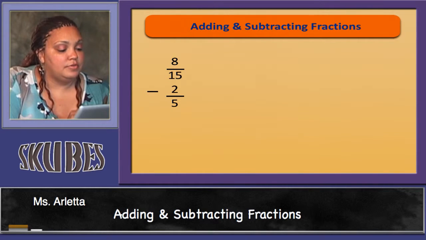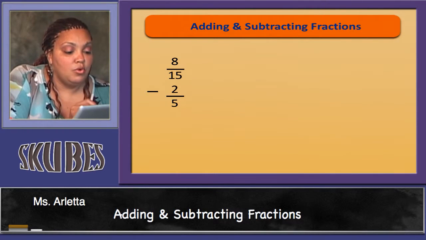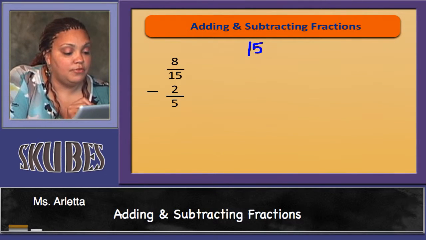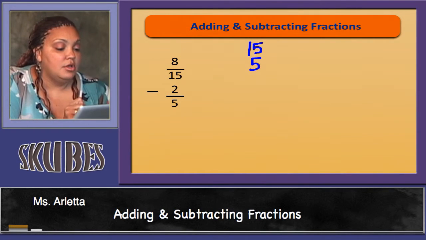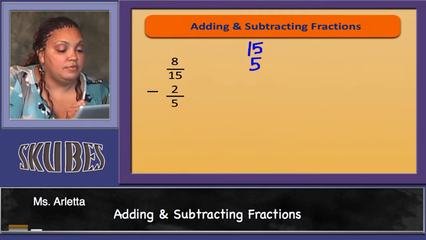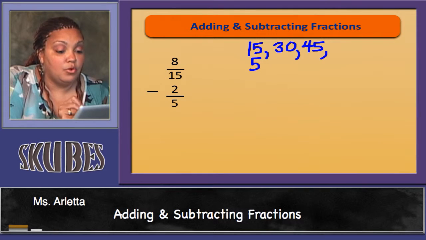8/15 minus 2/5. I noticed that the denominators are 15 and 5, so we will get the multiples of 15 and the multiples of 5. And your multiples are nothing but your answers to the multiplication. For example, if you have 15, 15 times 1 is 15, 15 times 2 is 30, 15 times 3 is 45, 15 times 4 is 60, and 15 times 5 is 75.